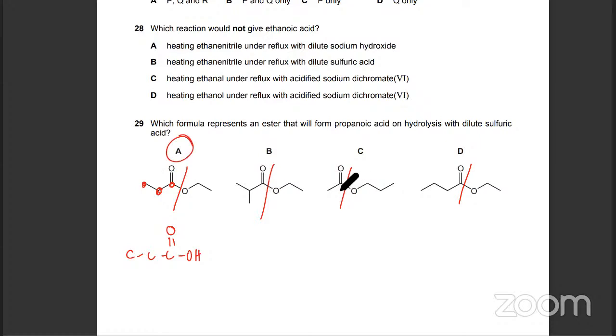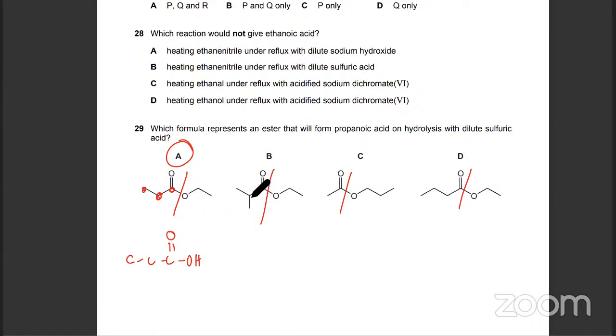This one is not going to form propanoic acid. That's 2 carbon atoms, that's ethanoic acid. This is butanoic acid. This one will form an isomer, 2-methyl propanoic acid, but not propanoic acid.